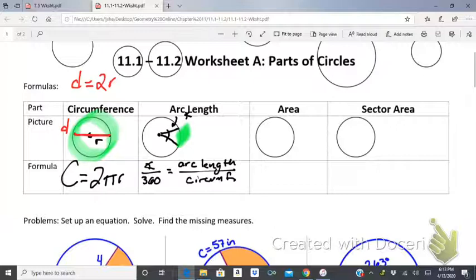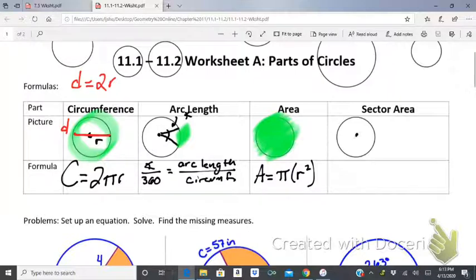Okay. Now we're going to take almost the exact same concept and apply it to area and sector area. Now area is specifically talking about how much stuff fits inside this circle. How much stuff fits inside that circle. And this formula is area equals pi times the radius squared. Now I put the radius in parentheses because you are not squaring pi ever. You are only squaring the radius. Ever. That's it.